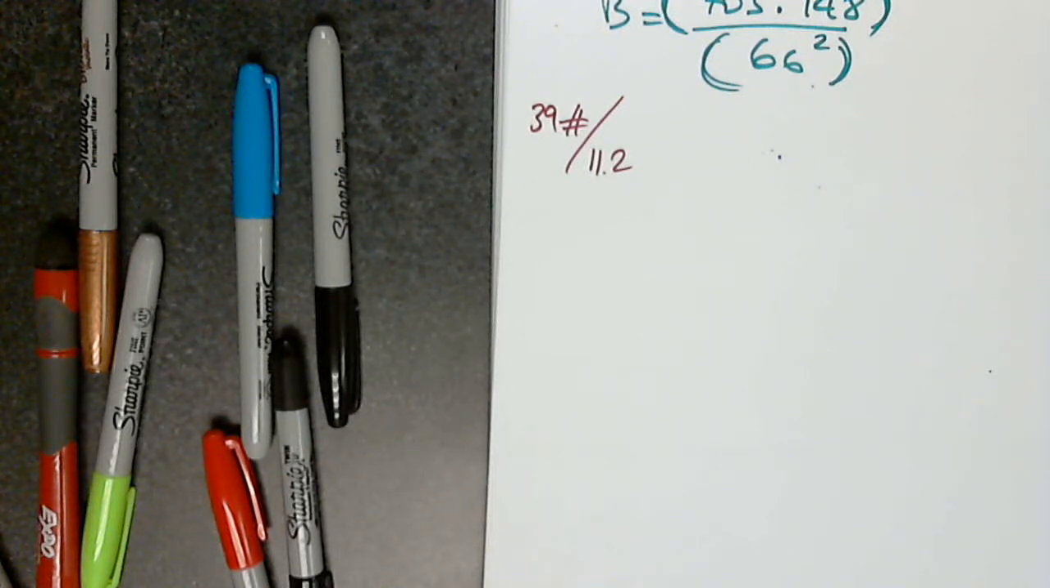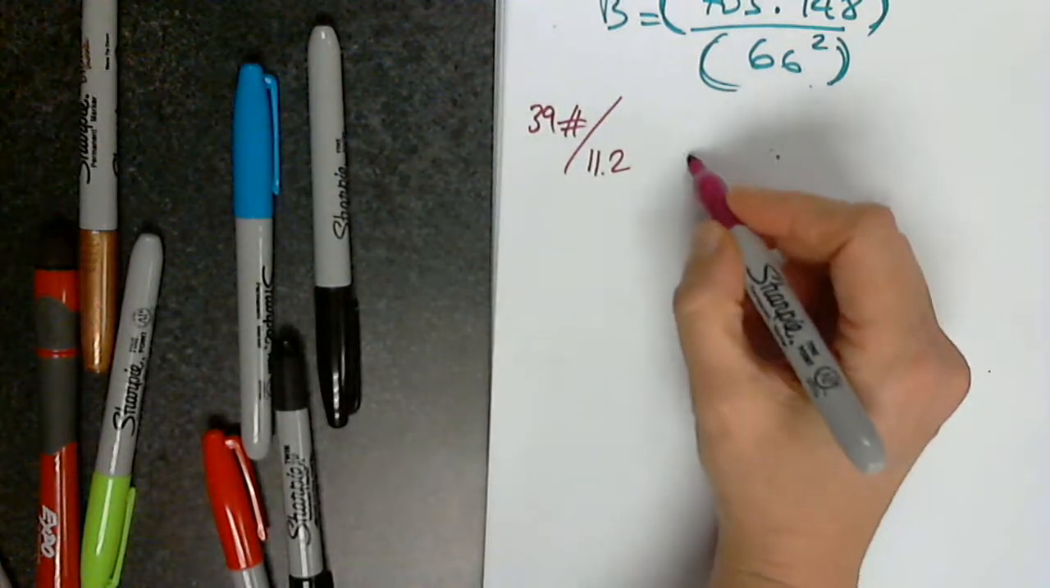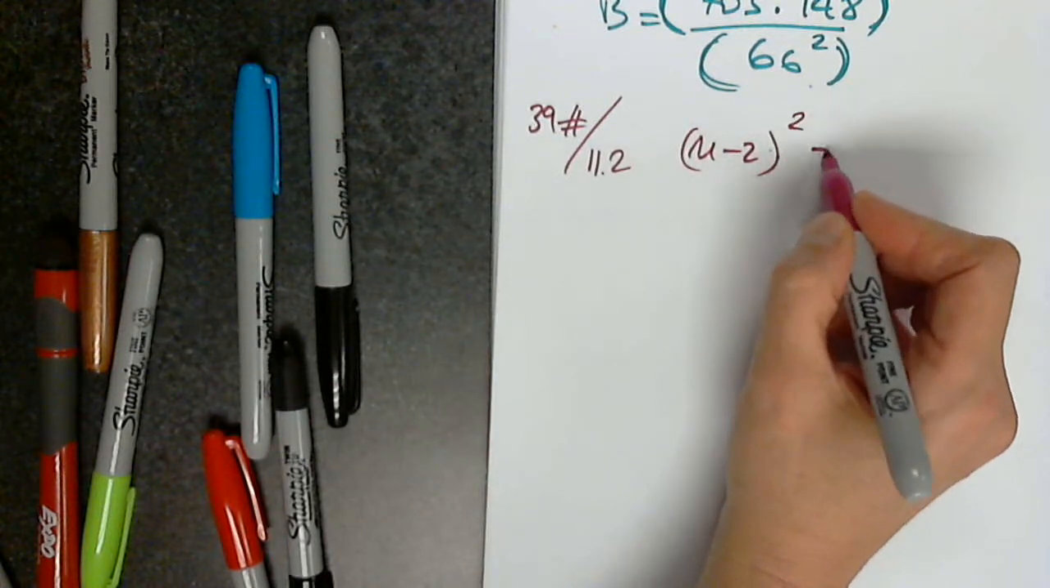11.2, problem 39. So use the quadratic formula to solve each equation. N minus 2 everything squared equals 2n.